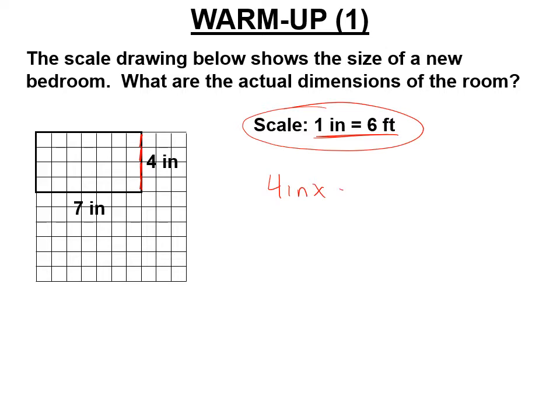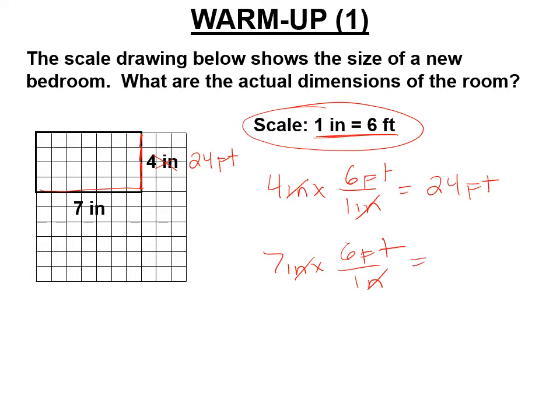Okay, so there are 4 boxes long, and it's 4 inches, right? We could do this one in our head, but let's just show the unit conversion. So it's 4 inches, 4 boxes, which is 24 feet. This is 4 inches on the drawing, but 24 feet in reality. And this one, which is 7 inches, same scale, 6 feet equals 1 inch, is 42 feet in reality, even though it was 7 inches. This is 1, 2, 3, 4, 5, 6, 7 long. You'll see that throughout the problems today.